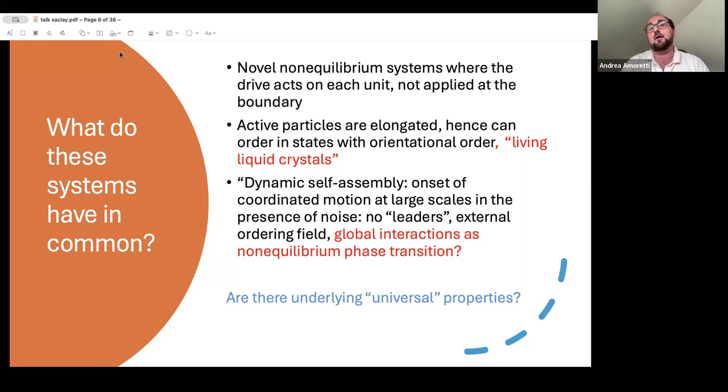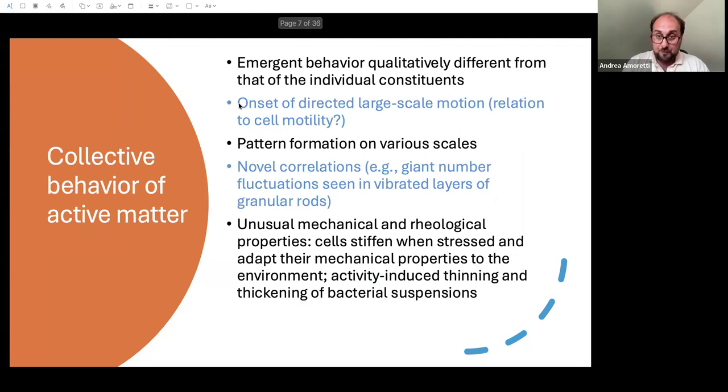All these features are common to all the systems you can think about in active matter. People started to think if there are some underlying universal properties of these systems. What one can find is that first, the emergent behavior that you find once you consider a collective system is qualitatively different from the individual constituents, and this is the case, for example, for the Escherichia coli.